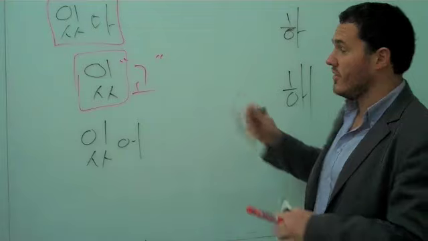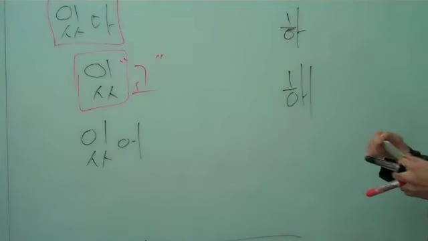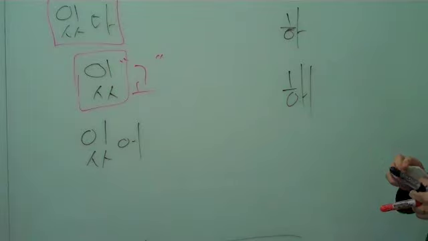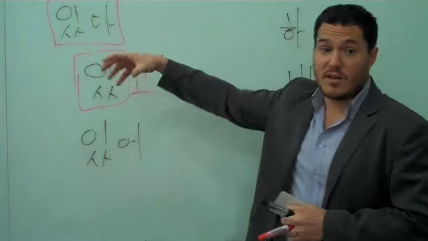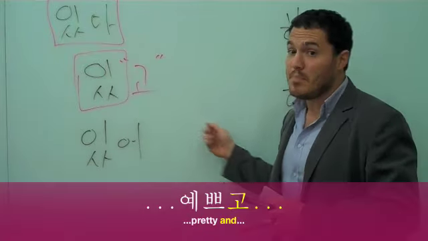So today's just an introduction. And the go attachment on the unconjugated form means and, right? Right, and. It'll mean and on the end of any verb. Yeah. Okay, we've seen 이쁘고.